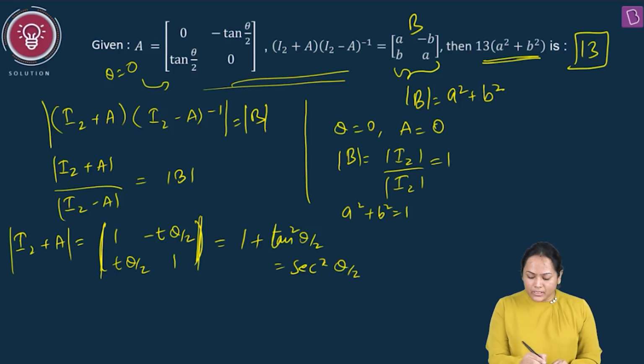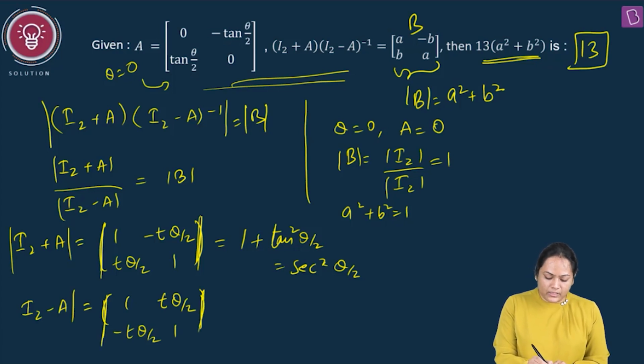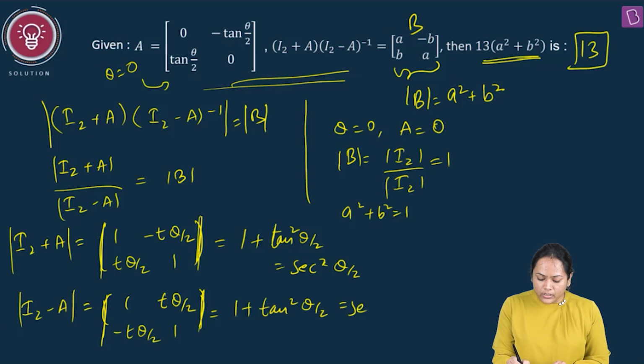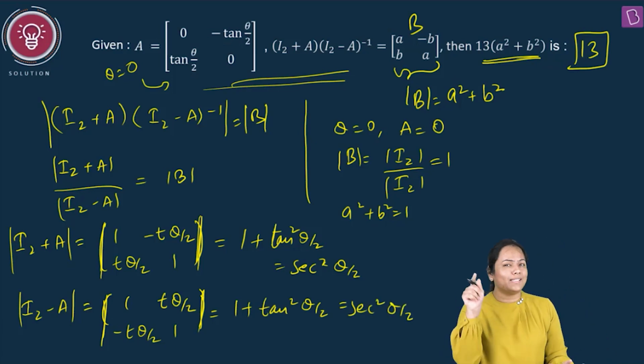Clear? Similarly, if you want to write the I2 minus A matrix, I2 minus A will be equal to [1, tan theta by 2; minus tan theta by 2, 1]. And when you take the determinant, this again will be equal to 1 plus tan square theta by 2, or directly can be written as sec square theta by 2. What does that mean?